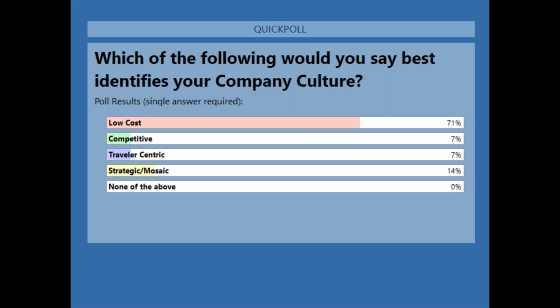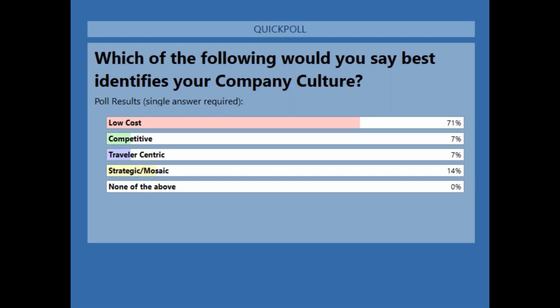Yeah. So, well, look at the results. A lot of you are low cost driven, which is not a good thing. I'm kidding. That's not a bad thing either. But 71% are coming back with low cost. 7% are competitive, 7% traveler centric, and 14% are strategic or mosaic, in Kate's words. And none of you picked none of the above. So we might be onto something.